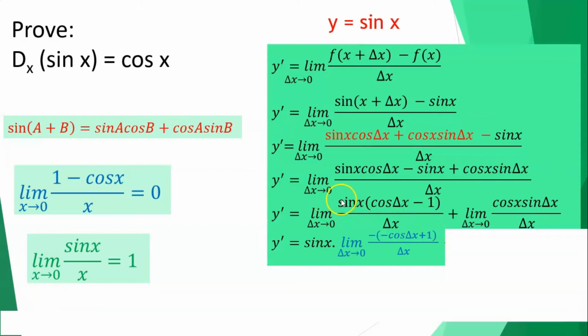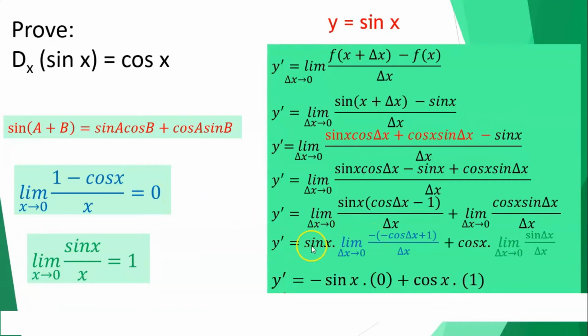So you might wonder why sine x is moved here, because sine x has nothing to do with the limit. So just write it outside. Then the same thing for cosine, so write it out. So cosine x, so limit of sine delta x over delta x as delta x approaches 0. So take note, the limit here is actually 0, but you still have negative here. So this would become negative sine x times 0 plus we have here cosine x.